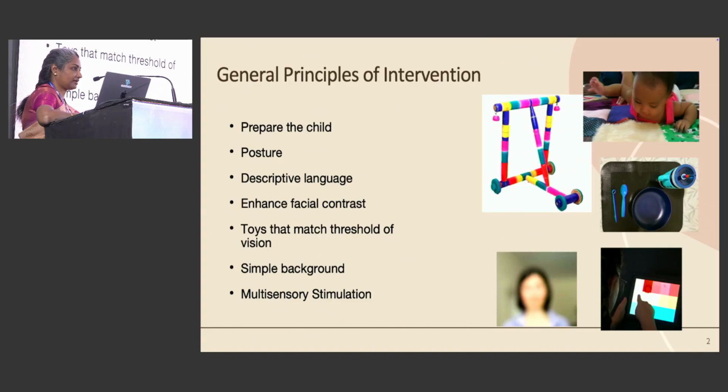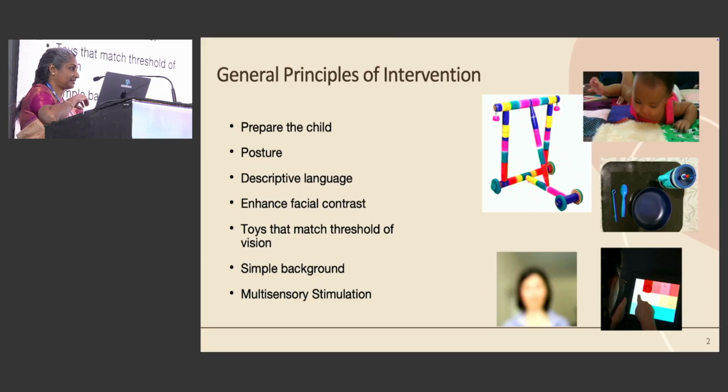Enhance the facial contrast. We saw how the testing should be, at what distance the mom should keep the child in front. But you also have to increase the contrast of the mother, because otherwise the mother's face appears as a big blur. So you try to enhance the contrast. For example, you can use a shawl or wear bright colored clothing, or even use some makeup and all. That's what they suggest.